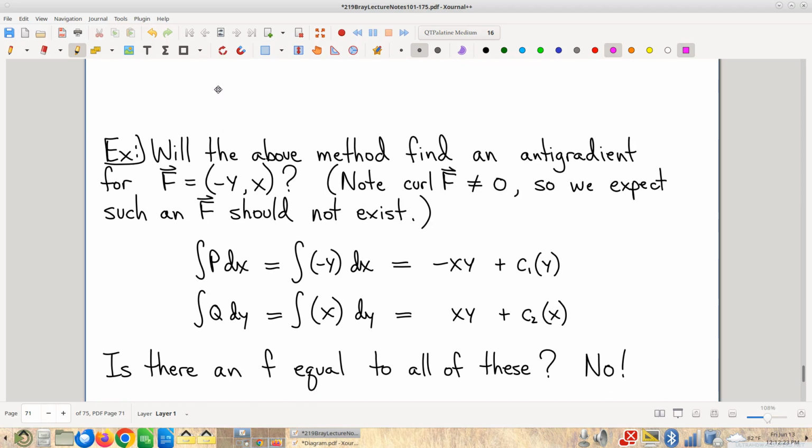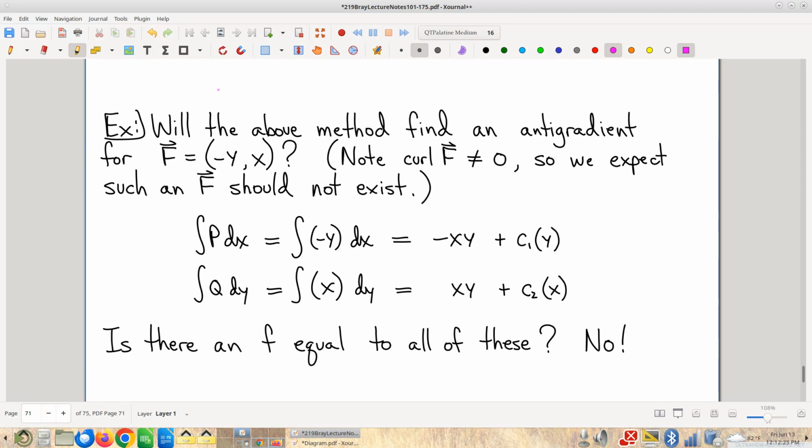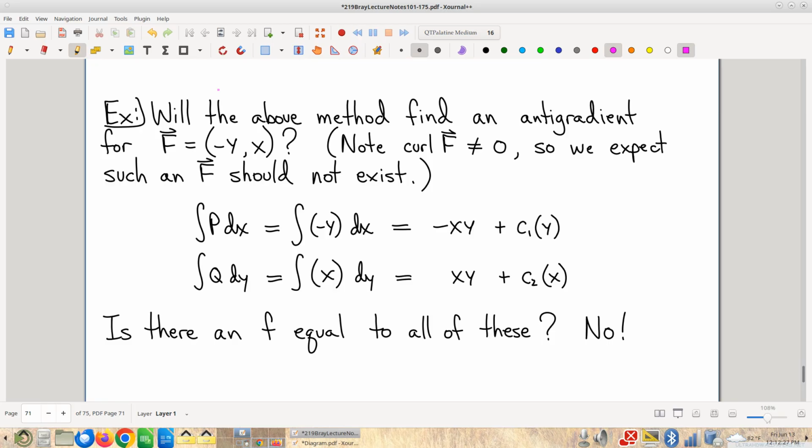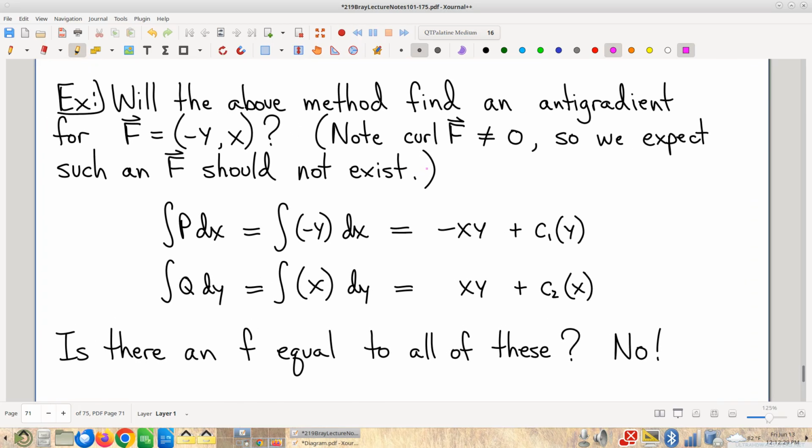On the other hand, we know sometimes we are doomed to lose, right? Earlier we talked about this vector field. We showed that curl is not zero. So there is no anti-gradient. Oh, this is a typo. Sorry, I'll fix this, but that should be little f. There is going to be no anti-gradient here.